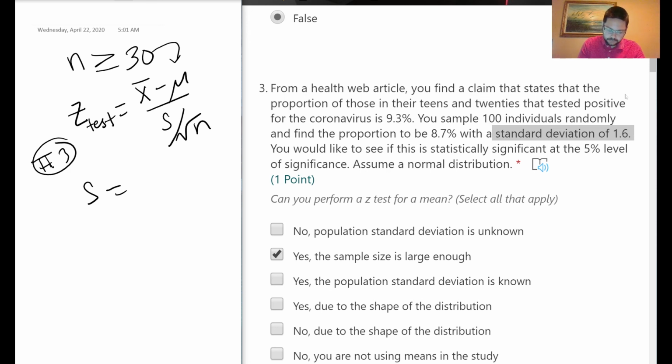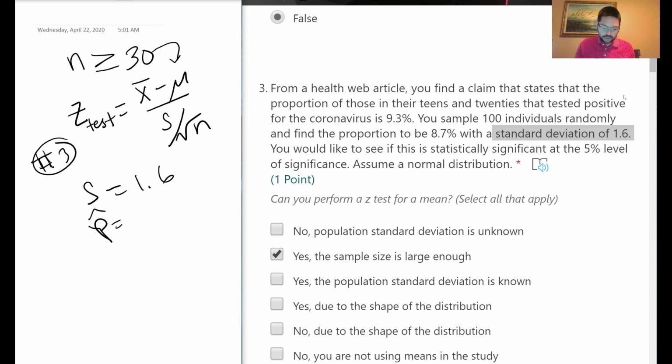Your s is 1.6, and your p hat, which we're not even going to be concerned with. Now that we think about it, they do give you s, and they give you n. However, there's one thing that's off about this problem.